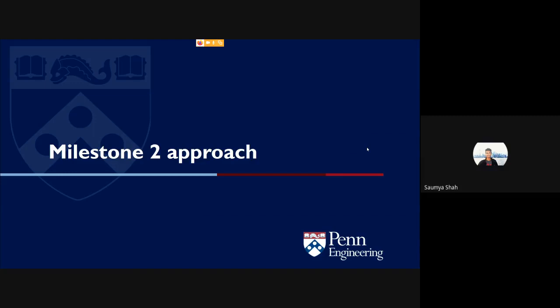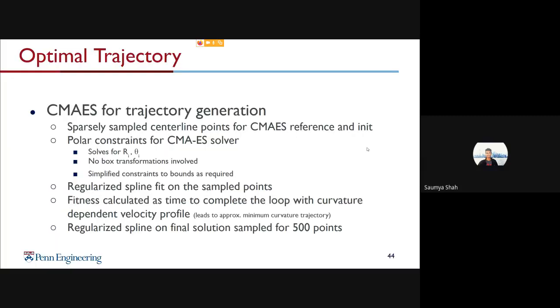Yeah, so starting with Milestone 2. The foremost important thing to note was that it was evaluated only based on the time for laps, and there were no obstacles. So trajectory optimization was obviously the first thing to be done, and so we went ahead and did the CMA-ES for optimizing the race line.